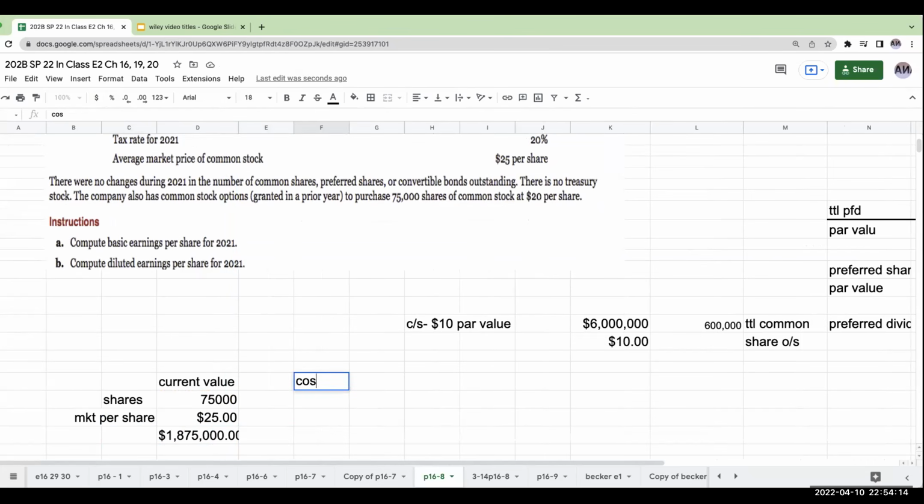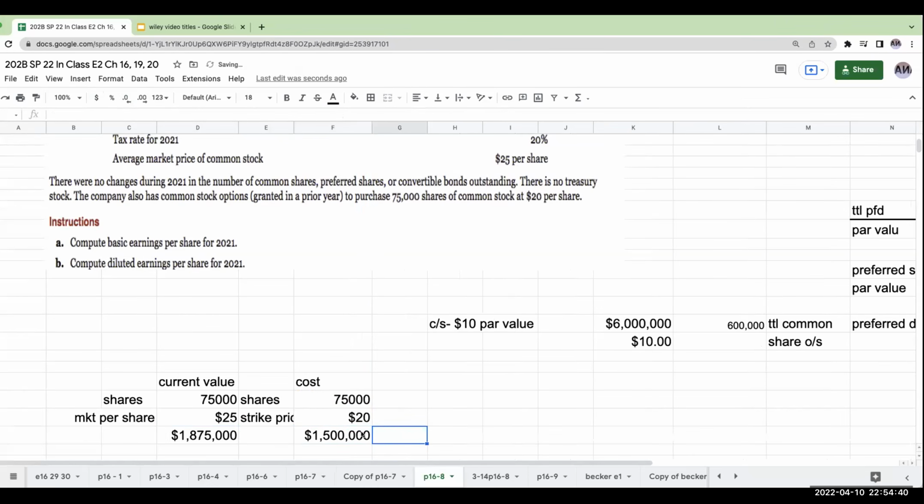However, my strike price, or my cost for these options, is not at 20 total. I've got to pay for these things. I'm going to have 75,000 shares, and my price is going to be 20 per share. So the cost of these shares to me would be 1.5 million. So if I were to buy the options and then sell them, what would my profit really be? That's what we're trying to figure out.